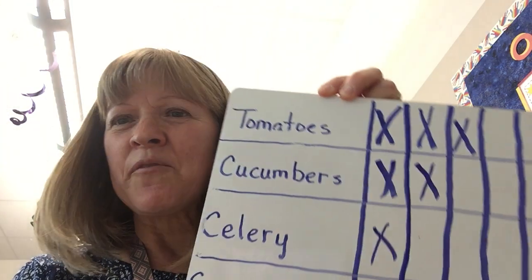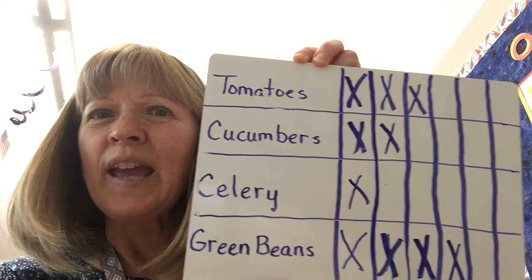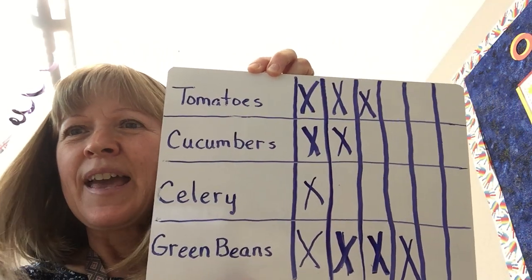Hi, first graders. Today we're going to talk about a graph, and some of you got to help me make this graph when we talked on FaceTime. This graph is about vegetables: tomatoes, cucumbers, celery, and green beans. And the question is, I asked if you could choose one of these for dinner tonight, which one would you ask your parents to make for you?